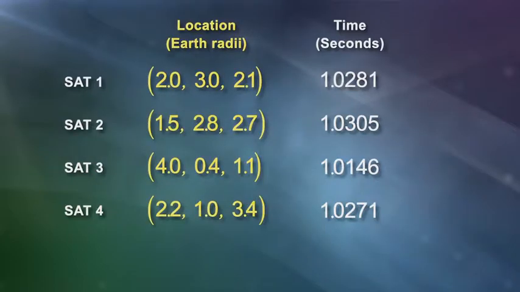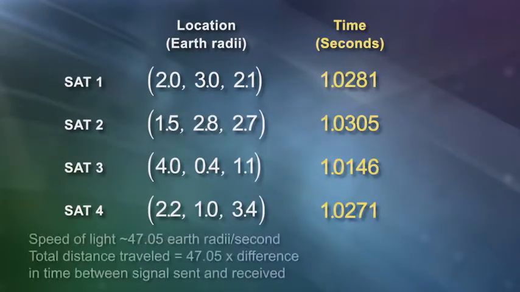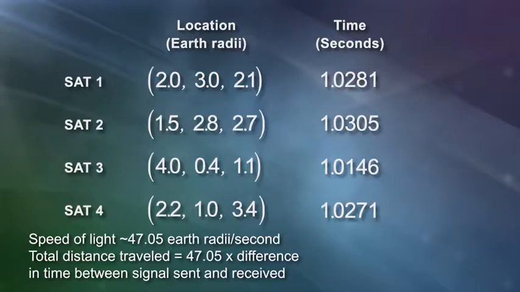The locations are given in coordinates whose origin is at the center of the Earth, and the units are measured in Earth radii. GPS satellites are in orbit at about 4.17 Earth radii, and you can use the Pythagorean theorem to check that these satellites are all located about 4.17 units away from the origin. The time that the signals were sent are all indicated in this table. The speed of light is about 47.05 Earth radii per second.